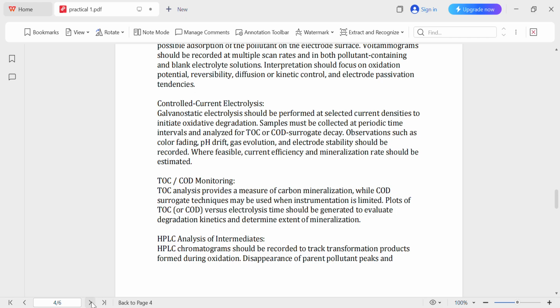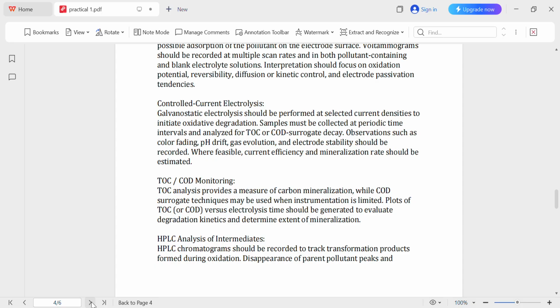TOC and COD monitoring. TOC analysis provides a measure of carbon mineralization. Still, COD surrogate techniques may be used when the instrumentation is limited. This means TOC shows how much carbon from the pollutants is fully broken down, and COD surrogates can be used if the TOC equipment is not available.